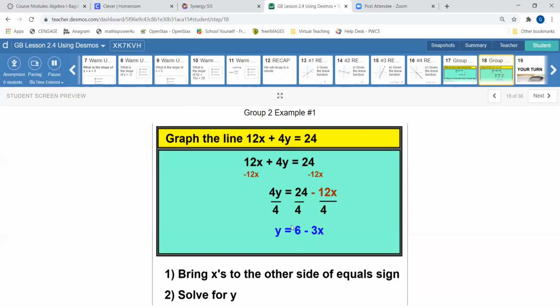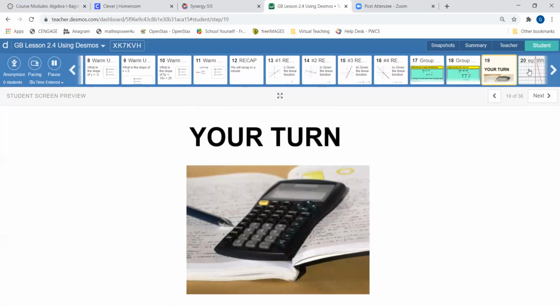So if we were graphing this, I would start at 6, the number without the x, and then the slope would be negative 3. I would know to put it over 1, so I would go down 3, right 1 as I'm graphing.